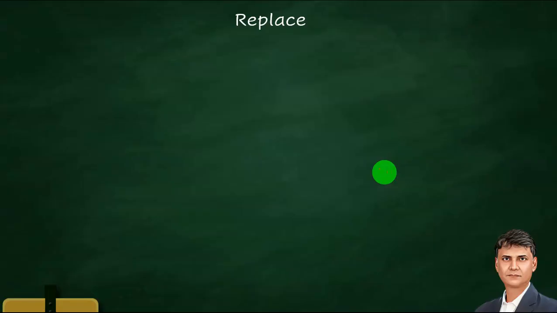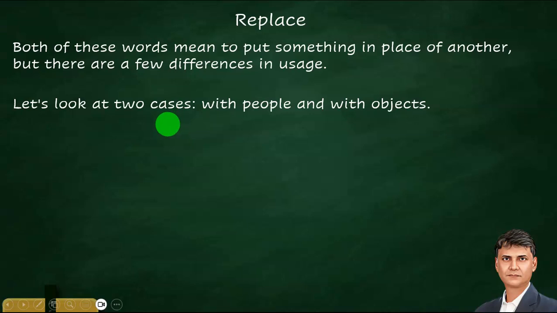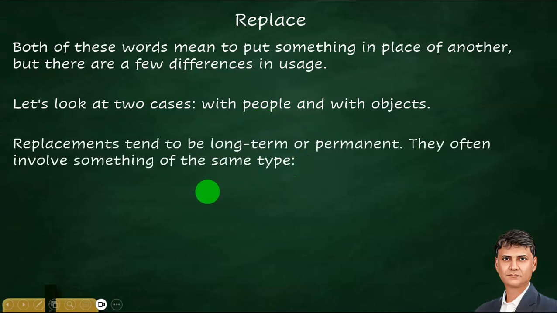Let us first of all start with the word replace. Now friends, both of these words mean to put something in place of another. But there are a few differences in usage, right? Let's look at two cases, with people and with objects. So we are going to study replace with people and objects, and we are going to study substitute with people and objects. Now replacements tend to be long-term or permanent.